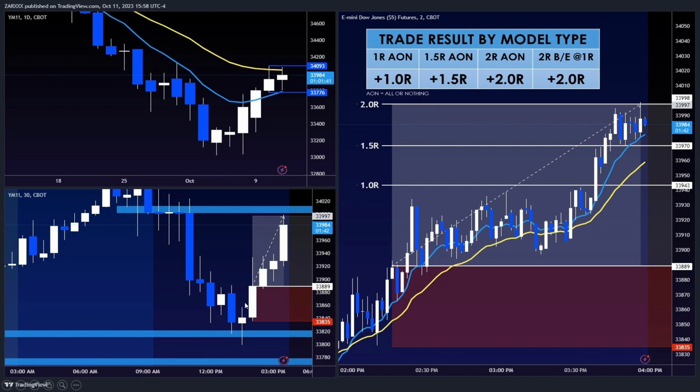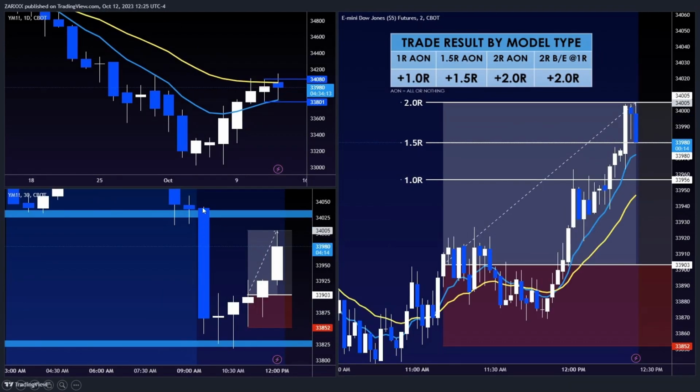In other words, I could have entered this on the break above this candle. This is more of a doji style, almost an indecision style candle, but it was also in the twilight zone. I prefer to wait until at least 1 o'clock when volume comes back into the market, and so I chose to take this right at or above the prior candle just to be certain that price really did want to go higher. Entered the trade. This was a 2R winner, as you can see. So the 1R trader made full profits, 1.5R, and also the 2R all or nothing trader made full profits on this trade.